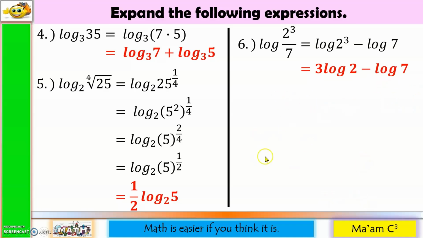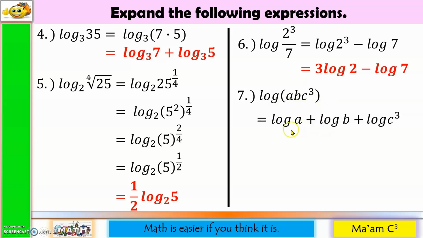I still have some space here. Let's have one more. So the logarithm of a times b times c cubed. So this is a product. Let us expand this. So this will become the logarithm of a plus the logarithm of b plus the logarithm of c cubed. Then this 3 here, let's bring it down here. So it will become log a plus log b plus 3 log c.